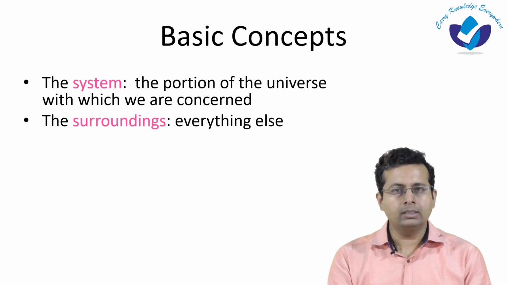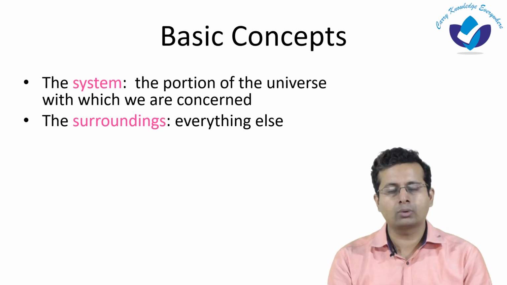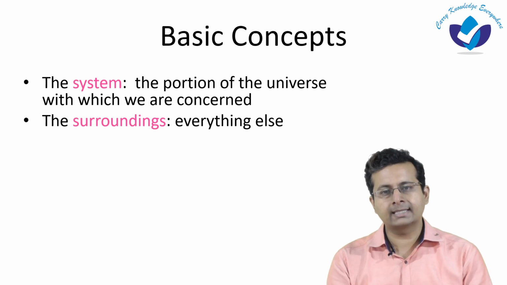Second is the surrounding. Anything that lies outside the system that we are talking about. So consider a microorganism, anything that lies outside the body or the cell of a microorganism will be covered under the term surroundings. So that's why it is everything else except the system.